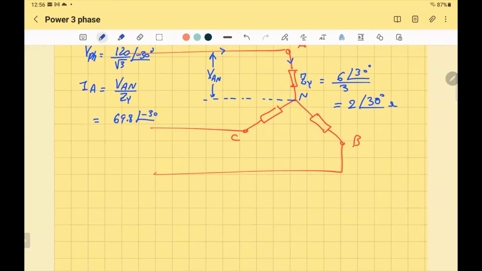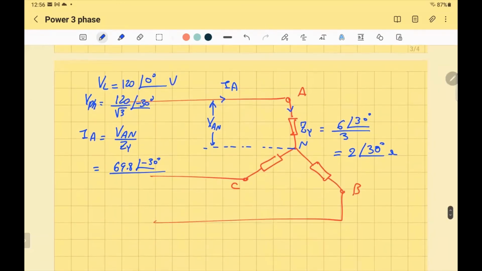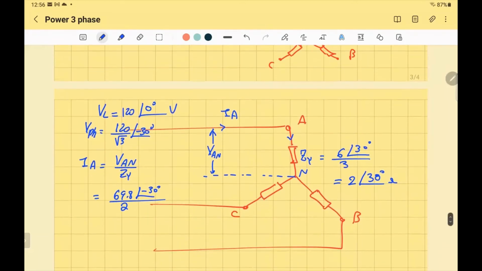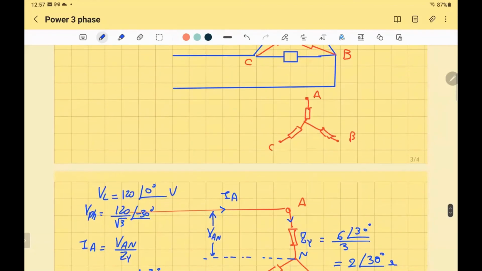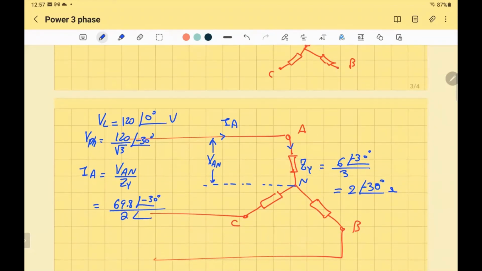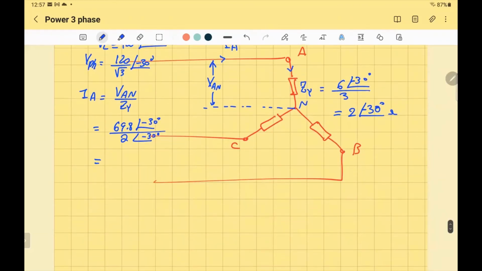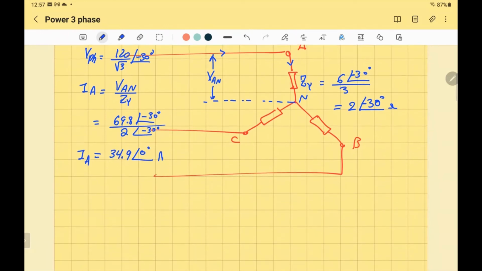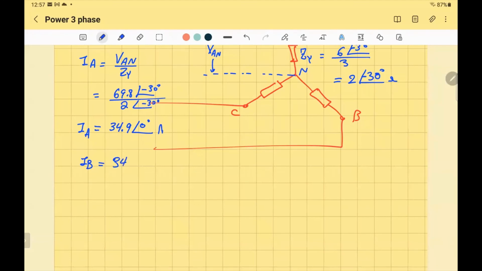69.8 and angle negative 30 divided by Z is equal to an angle 30. I will change it, make it negative 30 just to make life easy, so it would cancel, we have an easy number. 34.9 angle 0. And that's IA. Can you find IB, IC? Yes, you can. IB will be 34.9 angle negative 120, and IC will be 34.9 angle 120 plus. That's IA, IB, IC.